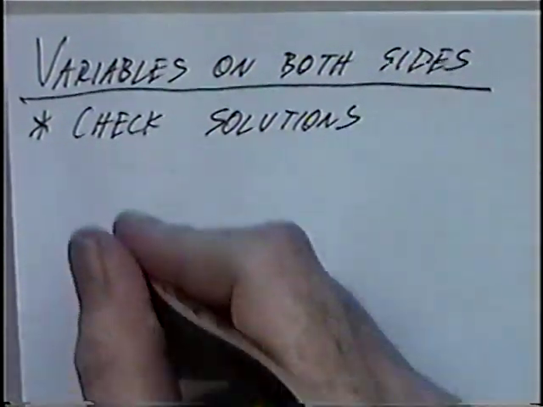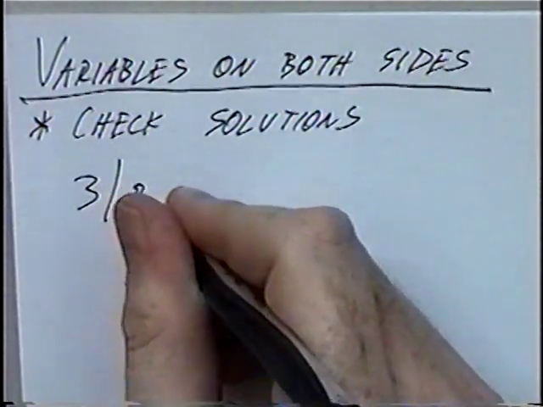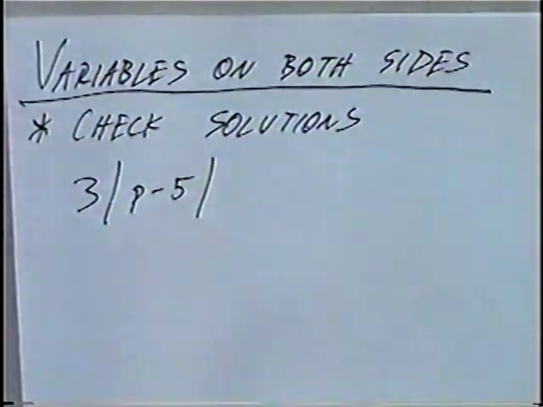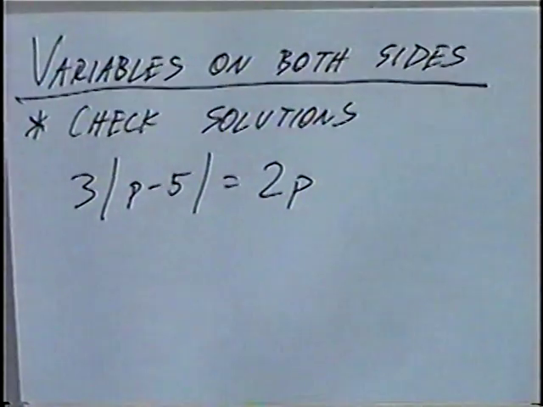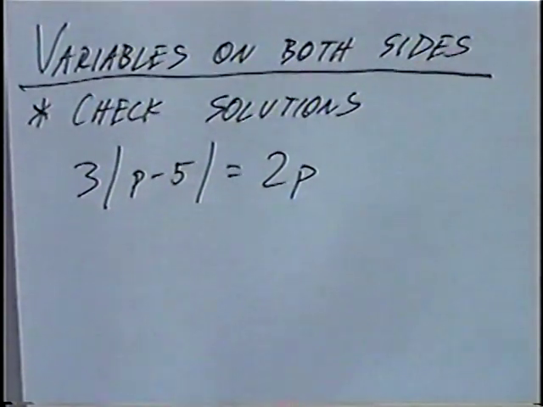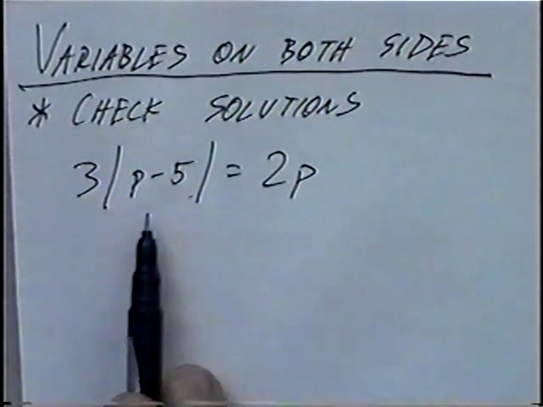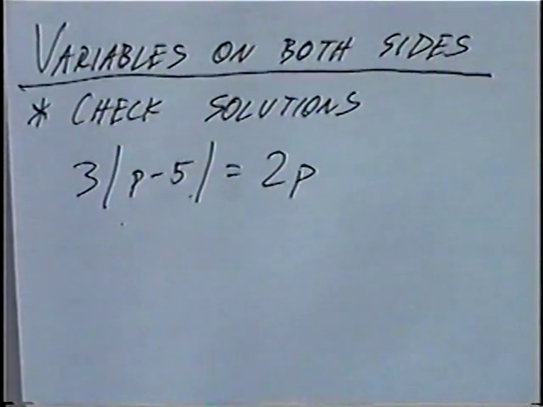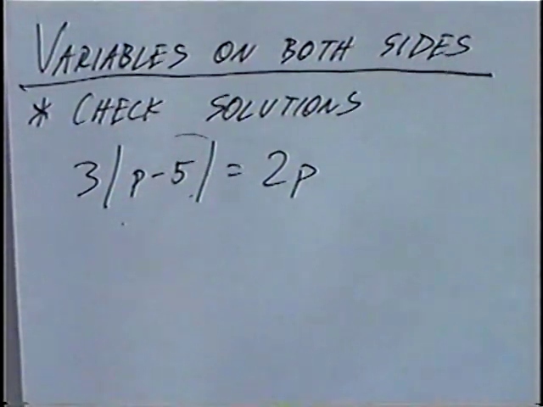First question we'll solve is 3 times the absolute value of p minus 5 equals 2p. Again, for these questions, we will have variables on both sides of the equation. Before we solve absolute value equations and have the two equations with the two possible answers, the absolute value must be isolated, or by itself.